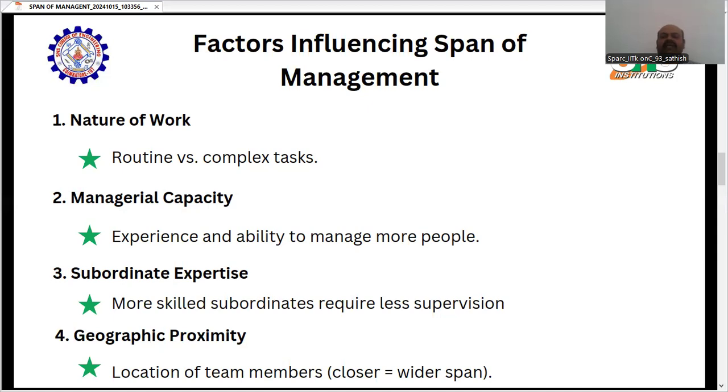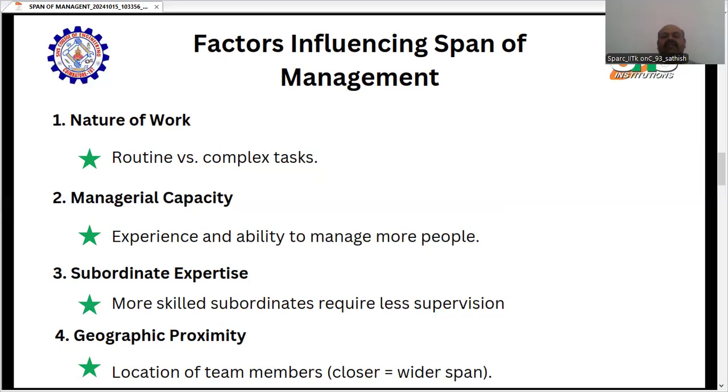So, factors influencing span of management: nature of work, routine versus completed task. So routine is nothing but every day what we plan and then do, versus how much task is completed. This again influences the span of management. Managerial capacity, experience and ability to manage more people. The leader who is going to manage the team should have enough experience and ability to manage a large number of diversions, problems, and tasks. So this comes from an experienced person. Like we will take the example of the CEO of Google, Sundar Pichai. He has the ability to manage the biggest organization in the world.